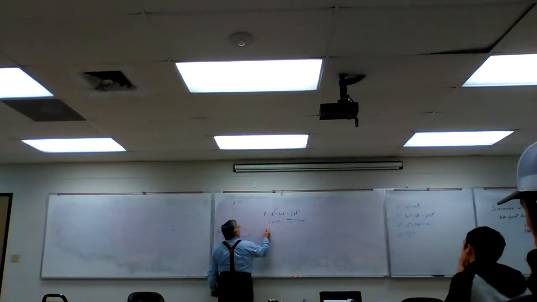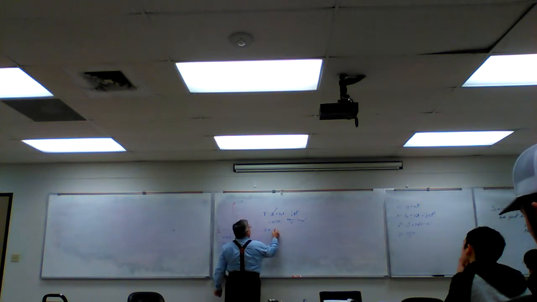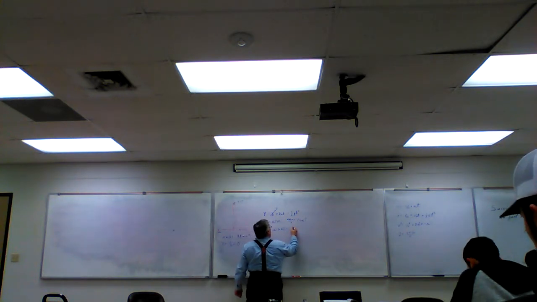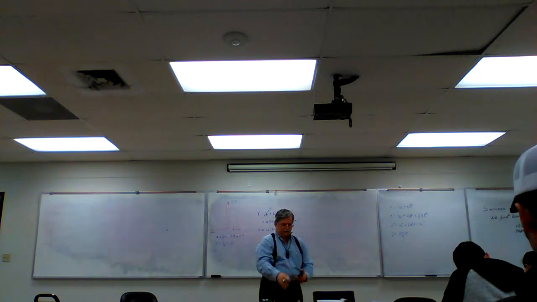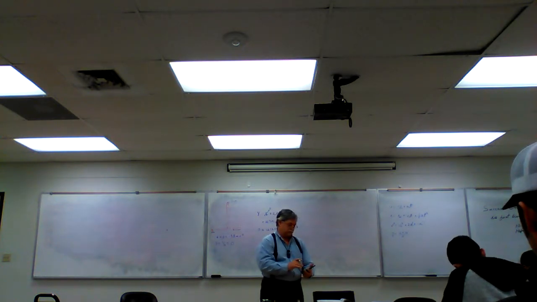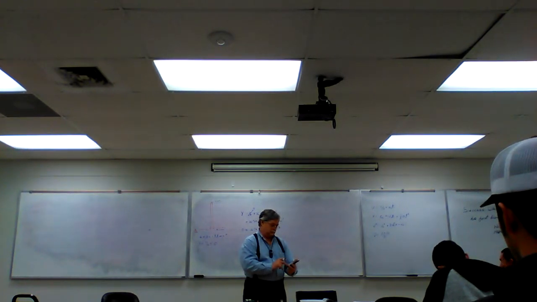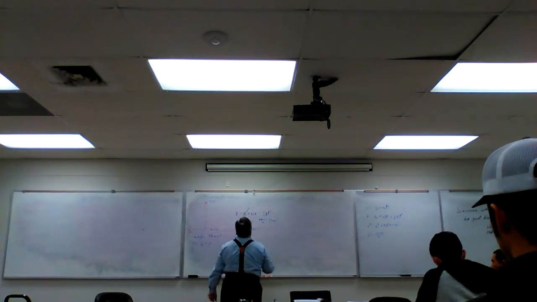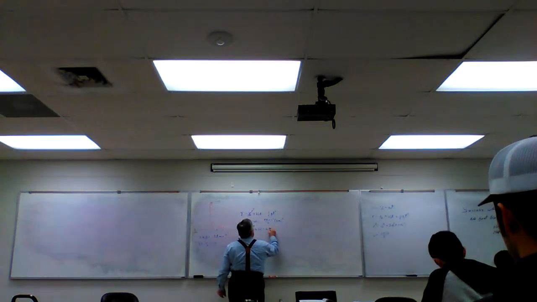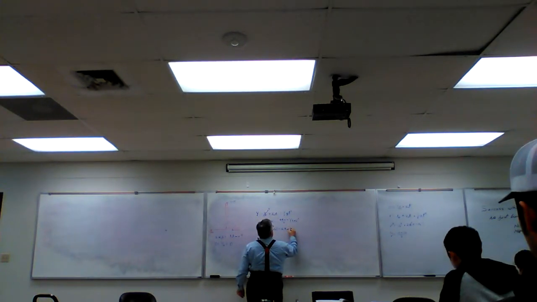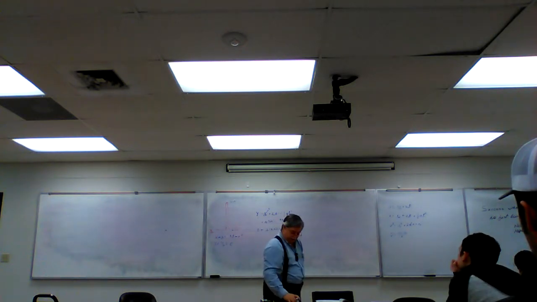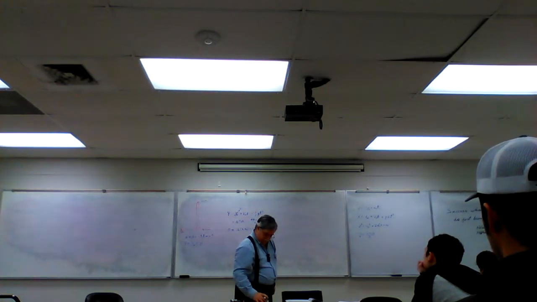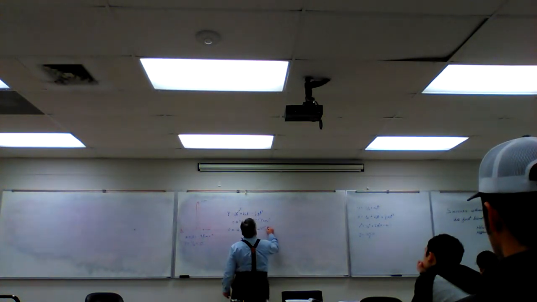That means now we can put 0 is equal to the initial velocity times 3.4 seconds, minus, what's 9.8 divided by 2? 4.9, times 3.4 squared, which is 11.56.